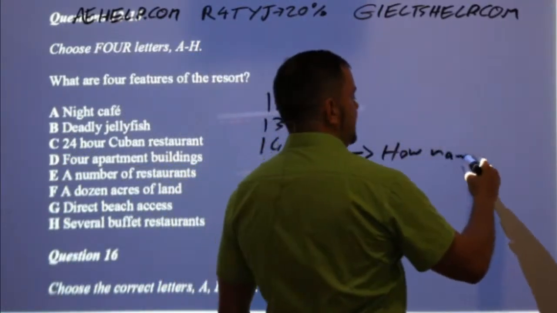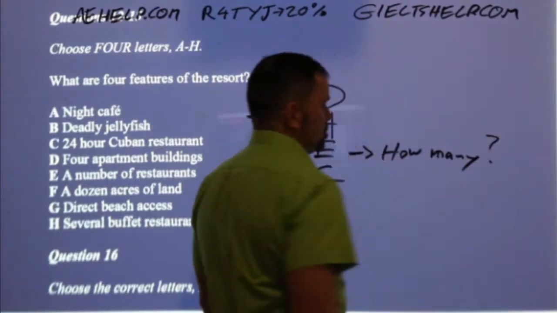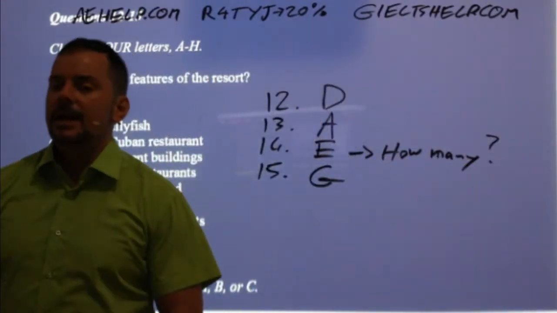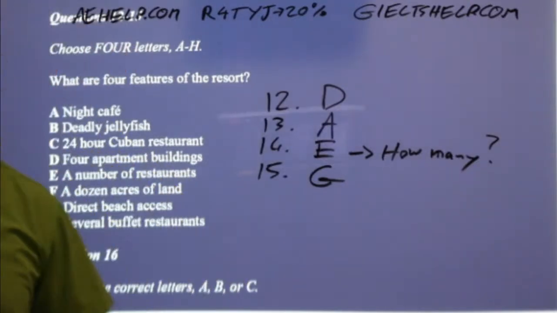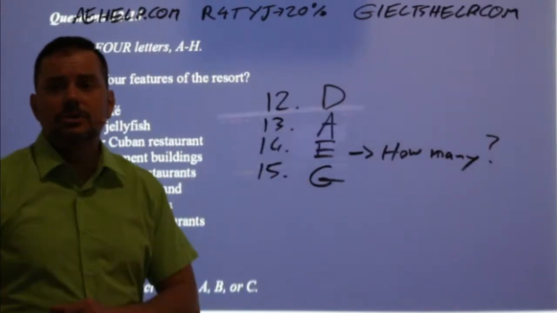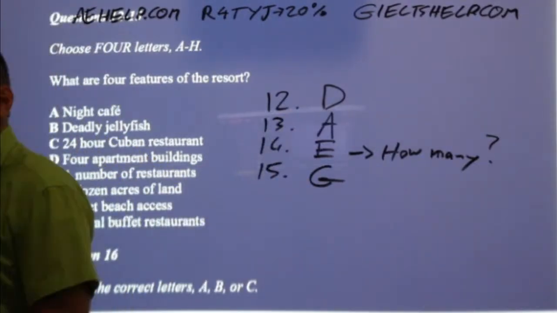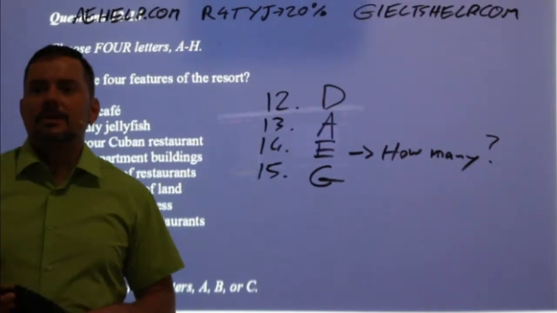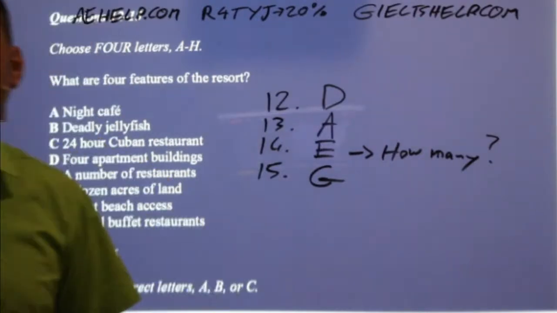And this is your active listening. When you go above and beyond just getting the answer and thinking about, yeah, okay, how many was that? And being able to answer that, then you'll be on the right path. So D, A, E, G, those are correct answers. How many restaurants? Anybody catch that? She actually says the number of restaurants in the end.